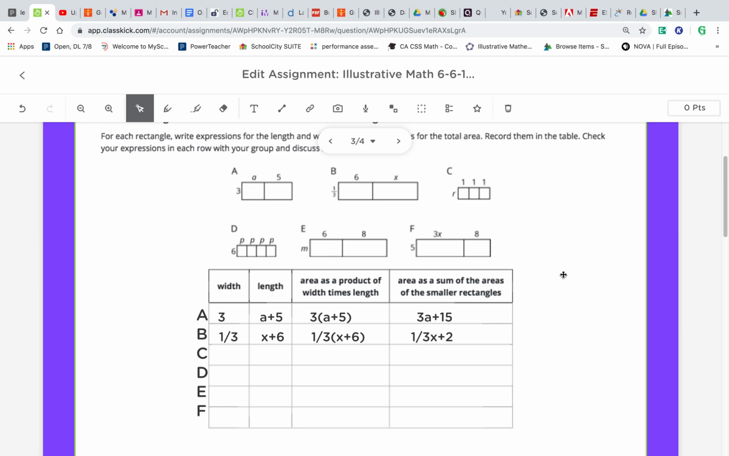All right, so for C, we have a width of r.